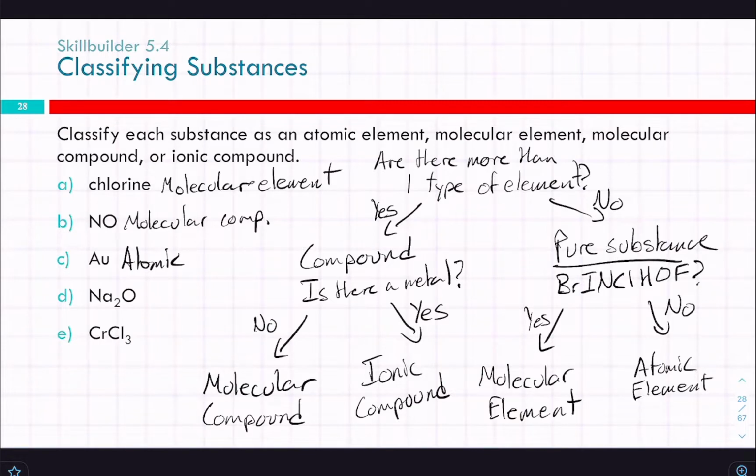Sodium oxide. More than one type of element? Yes. Is there a metal? Yes. Sodium is a metal. So remember on these periodic tables, anything to the left of the zigzaggy line is a metal. So we do have a metal. So this one is an ionic compound. How about for E? More than one type of element? Yes. Is there a metal? Yes. Chromium is a metal, so it's also ionic.